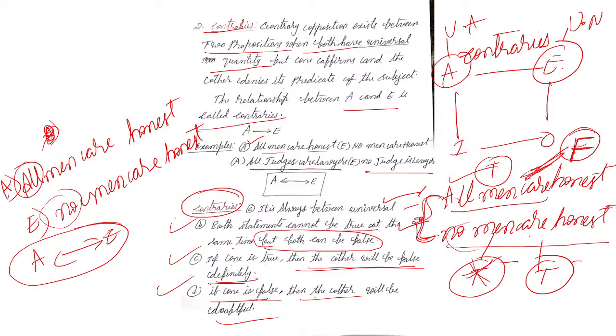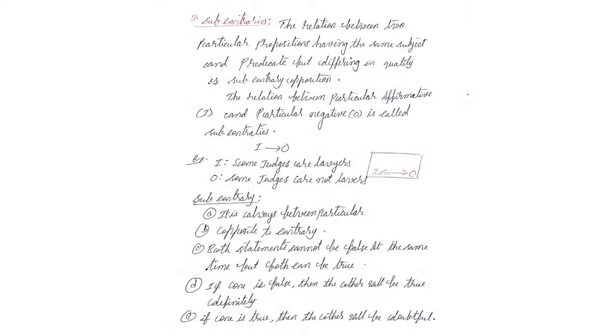If one is false, then the other will be doubtful. You have to remember these 3 points. Both cannot be true at the same time, but both can be false. If one is true, then the other will be false definitely. And if one is false, then the other will be doubtful. Please remember these points. This is about contrary. Next one is subcontrary.